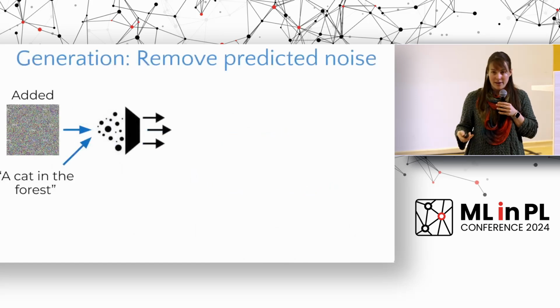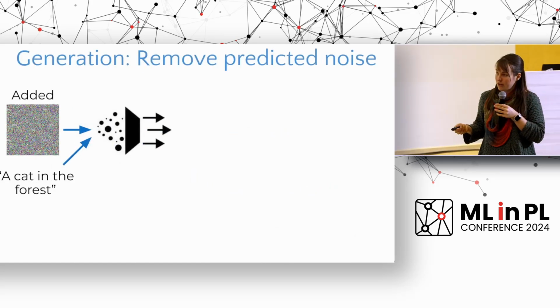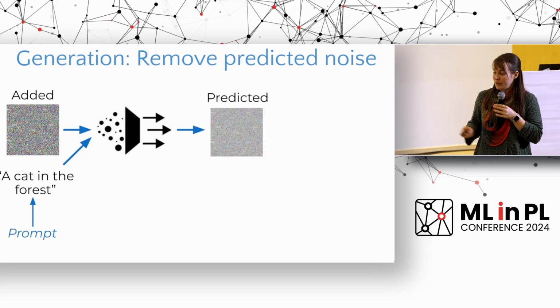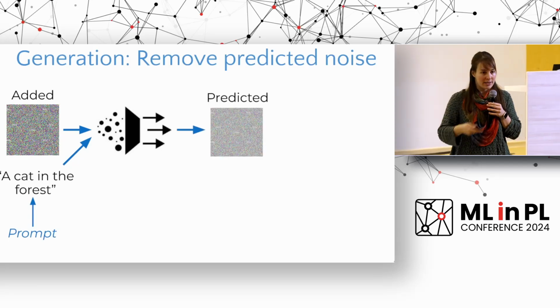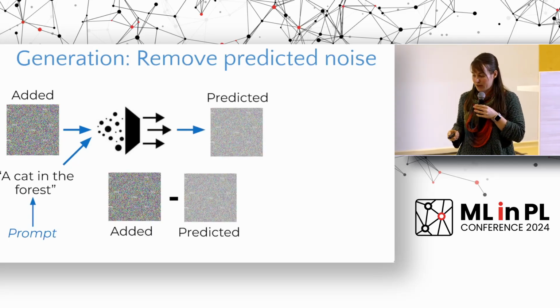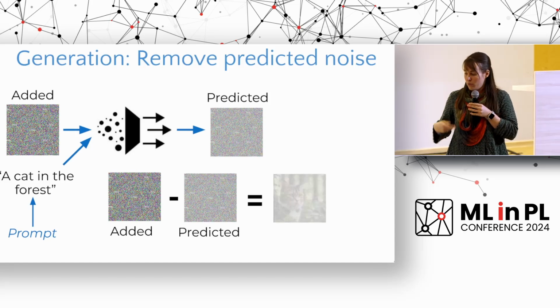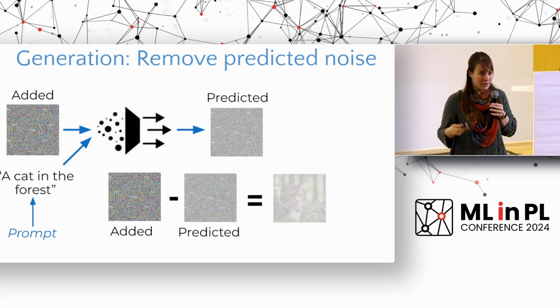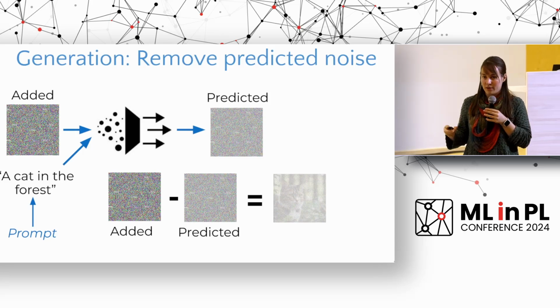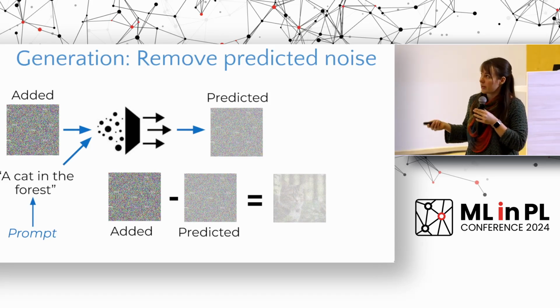And then at inference time, if you start with a fully noised image and you give it a prompt, it will predict some noise, and then in multiple steps you always subtract that noise, and you more and more resemble proper natural images that you can then generate.